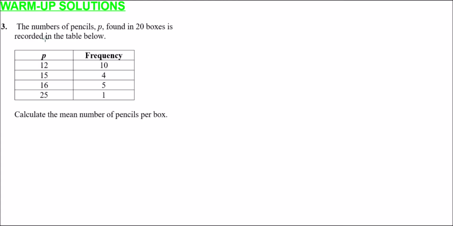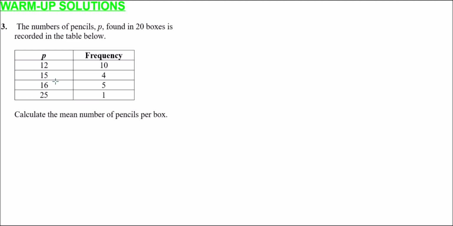Question 3. The number of pencils P found in 20 boxes is recorded in this table below. Calculate the mean number of pencils per box. I'll show you the GCSE way of doing it, and then I'll show you the calculator way, which is just a bit speedier and maybe more useful for A-level.